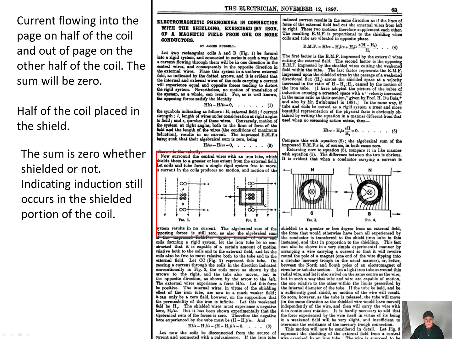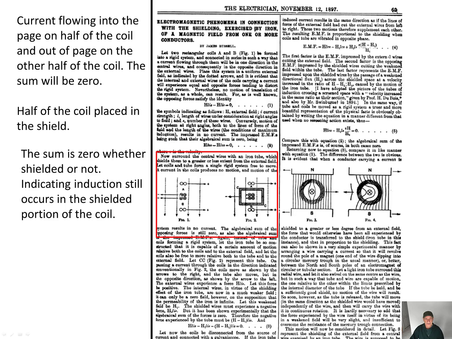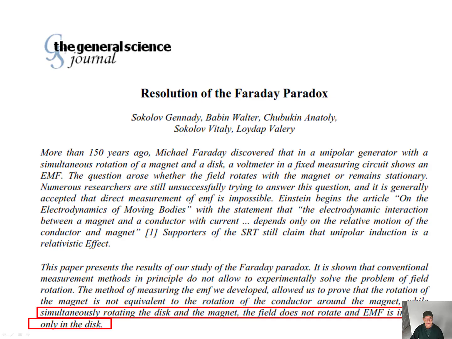The coil is looped so that the current is flowing in the middle and out at the top, so that if induction occurs on both, then the net voltage is zero. Current flows into the page on half of the coil and out of the page on the other half of the coil, so the sum would be zero. After the coil is placed in the shield, the sum is still not zero, whether shielded or not, indicating induction still occurs in the shielded portion of the coil. This is just an enlarged view.